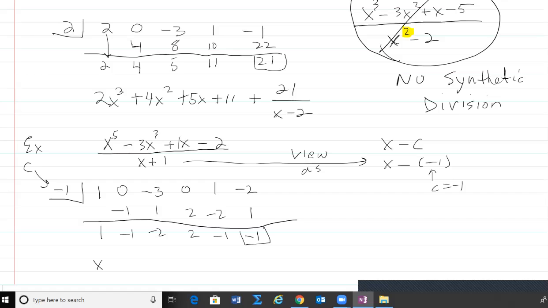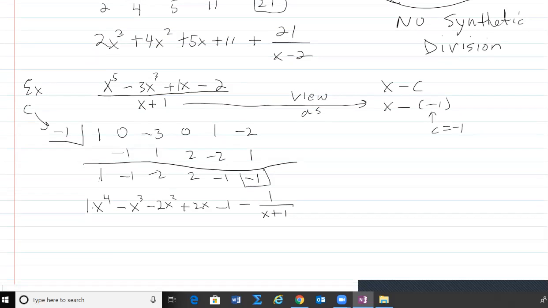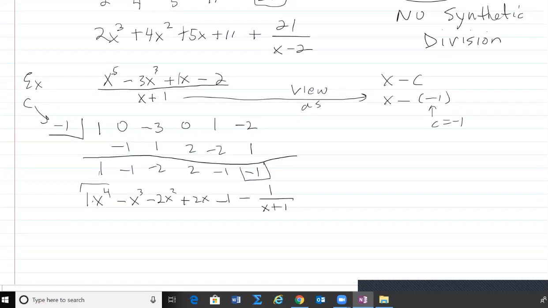Started off with an x to the 5th, so we must be down to 1. See, that's the 1 now. x to the 4th minus 1x to the 3rd minus 2x squared plus 2x minus 1, finally minus 1 over x plus 1. We put that back into that form. So a tremendous amount of time saved on that with our new synthetic division.